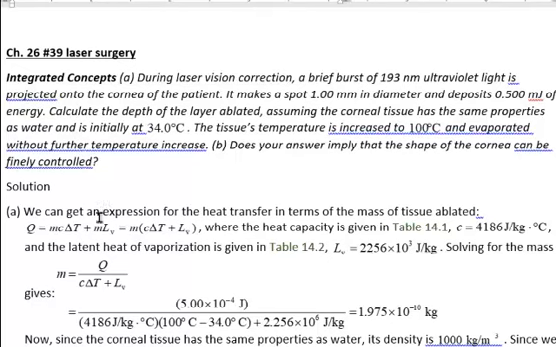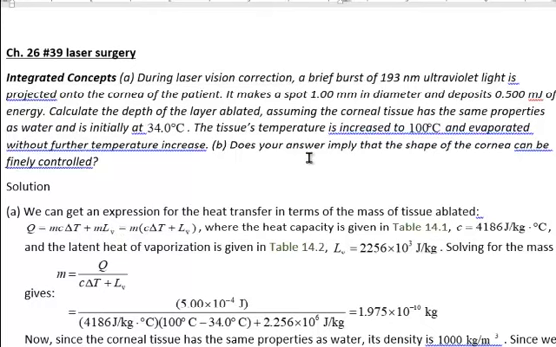Okay, we need these two equations here. This one here is for specific heat: mass times specific heat capacity times the increase in temperature. That's from the 34 to the 100 degrees Celsius, as they say in the problem. And then we have to add the amount of heat needed in order to evaporate it, which is the mass times, again, the latent heat of vaporization.